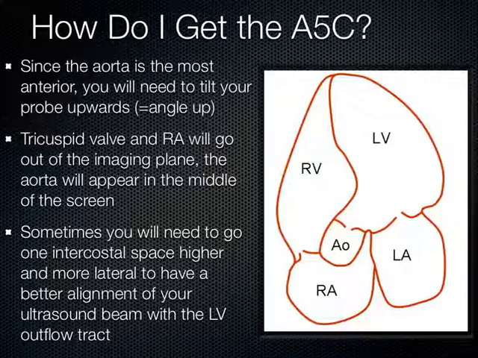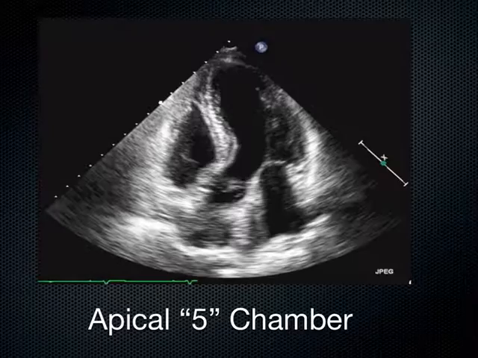So we talked about getting to the apical fifth chamber. Put air quotes around the word fifth chamber because obviously the heart doesn't have a fifth chamber, but the fifth chamber being the aortic outflow tract. So if you angle up or tilt the transducer so that the sound is going more anterior, the right atrium and the tricuspid valve kind of go out of the view of the plane, and you start to get this aortic outflow tract. Sometimes you've got to go one intercostal space more superior, more towards the head, and a little bit more lateral to get a better alignment of the ultrasound with the LV outflow tract.